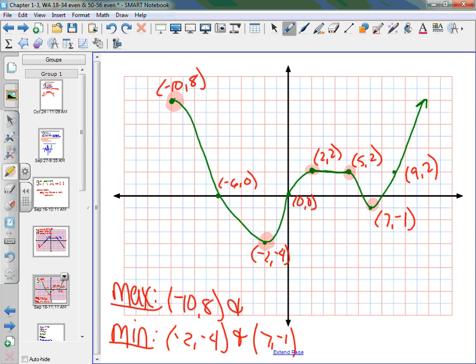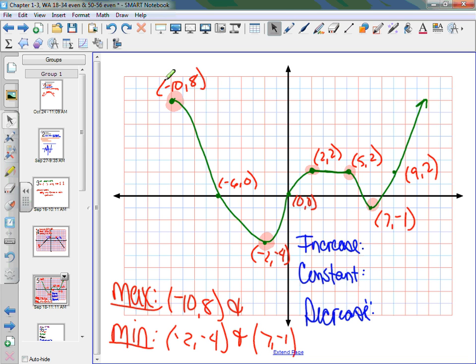Nope, I didn't. So do you see those 4 points that I've highlighted up there? That means I have 4 different regions for increasing, decreasing, or constant. Does that make sense? What we have to do is put those on the graph using interval notation. So increasing, constant, and then decreasing. Okay, so I'm going to start in which direction here? Left to right.